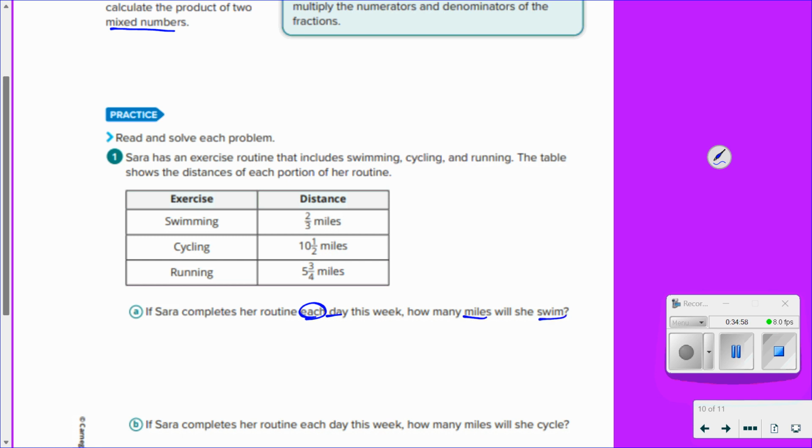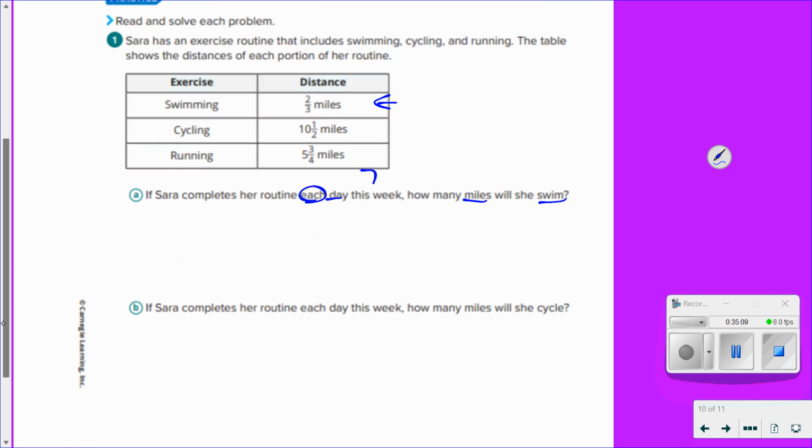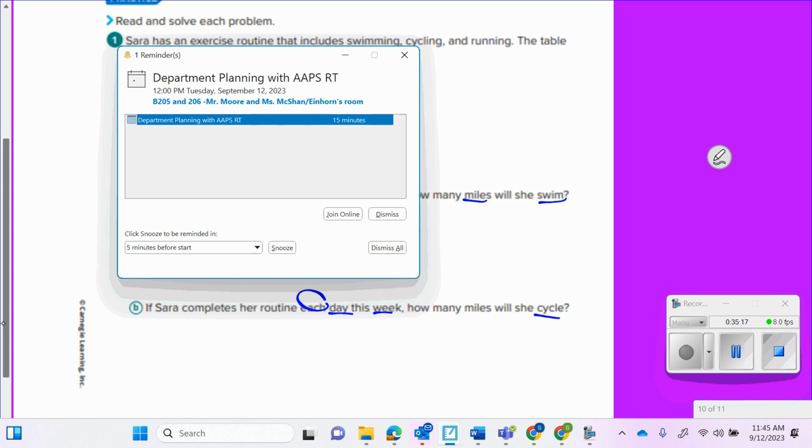So which line do I need? Swimming, that one. How many days in a week? 7. 7 times 2/3. Okay? The next one, each day in the week. How many will she cycle? I need the cycling line. Do I need the running line? No. Guys, it's irrelevant information.